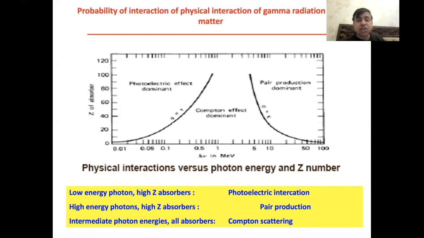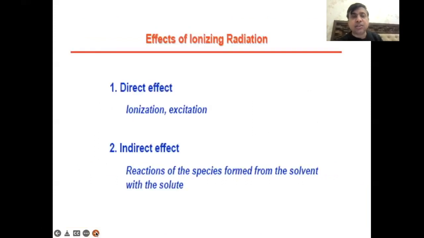So the two things which are very important to understand here: when the photon energy is very low and the Z value is very high, then the photoelectric interaction dominates. When the energy of the photon is very high and with high Z absorbers, then pair production is the dominant effect. But at intermediate photon energy, all the absorbers basically interact through Compton scattering. This is very, very important.